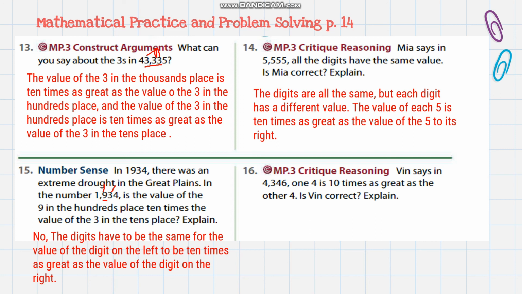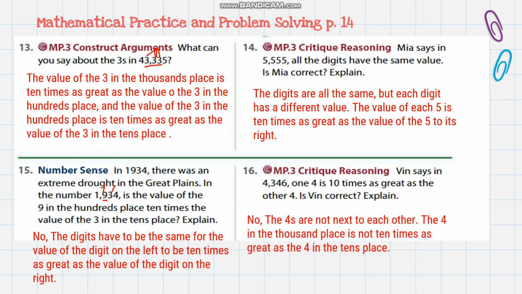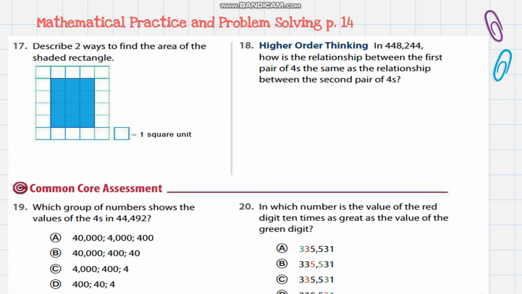Next, number 16. Vin says in 4346, one 4 is 10 times as great as the other 4. Is Vin correct? Explain. The answer is no. Why? Because the 4s are not next to each other. And the 4 in the thousands place is not 10 times as great as the 4 in the tens place. So always remember, it is 10 times as great if the digits are the same and they are next to each other.